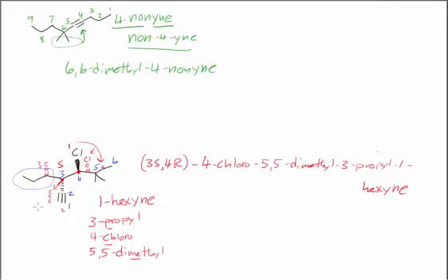So you can see how these names can get pretty complicated, but again, they allow us to be absolutely sure which molecule we're talking about, and every single possible isomer will get a different name. So this is just simple nomenclature of alkynes.